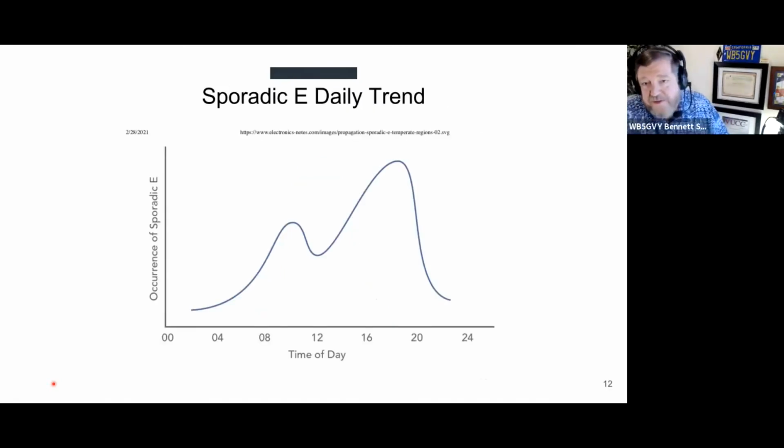Sporadic E also has a daily trend in that it tends to peak in the late afternoon. It tends to have a little dip in the middle of the day, and then it goes away at night. Again, all these are tendencies; there's not really an absolute here.